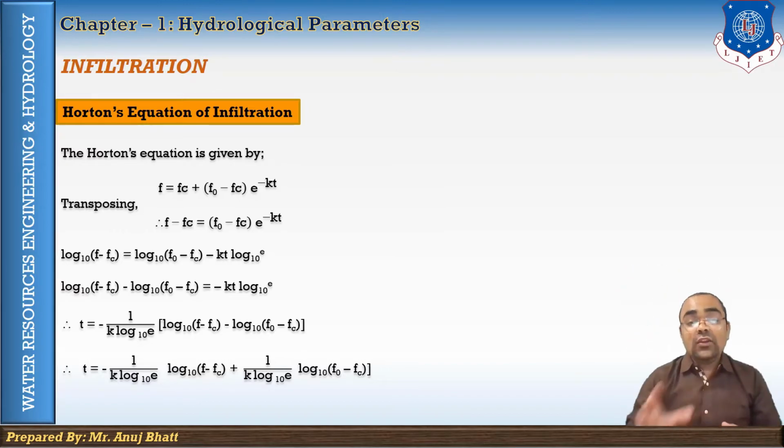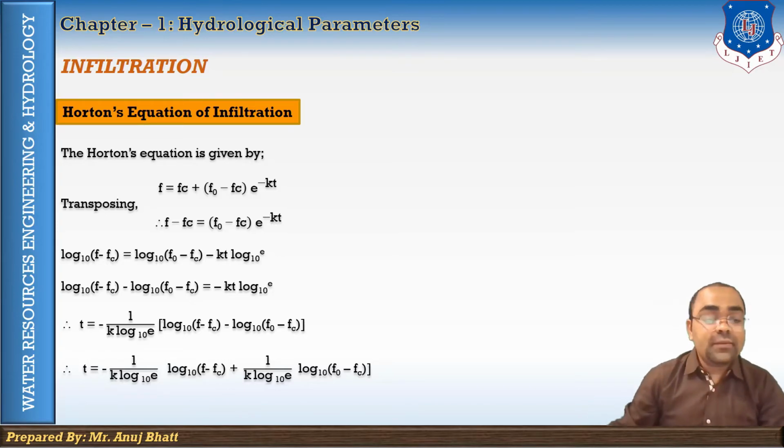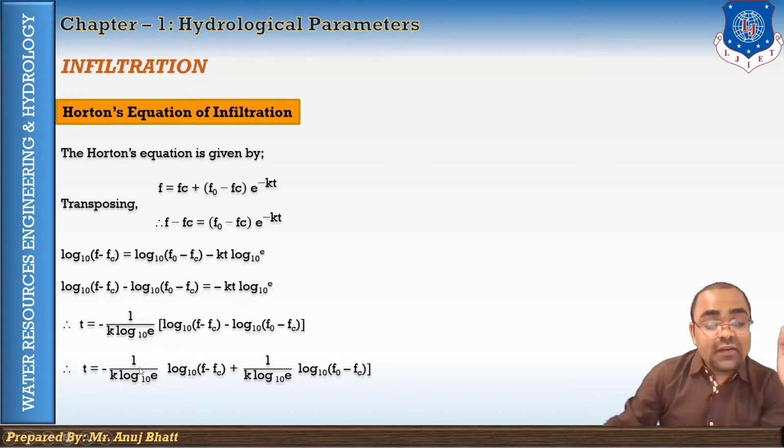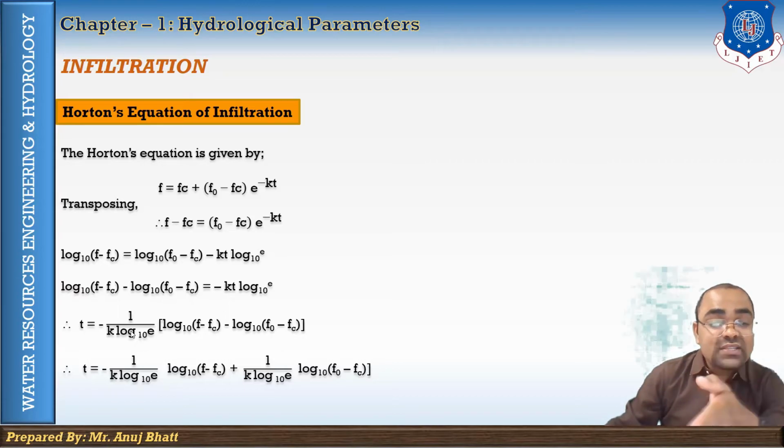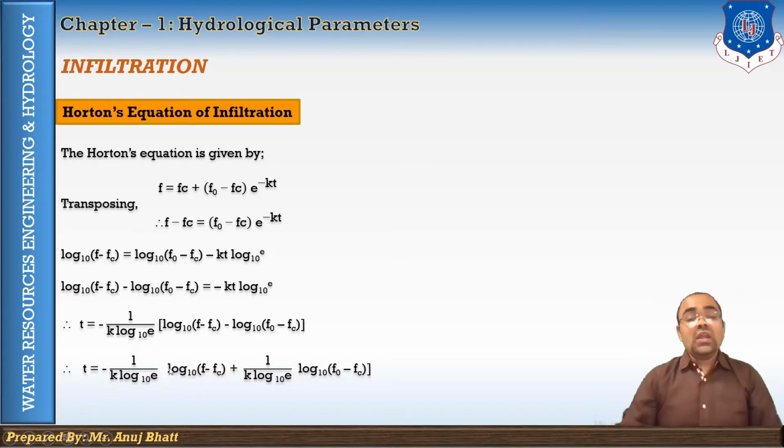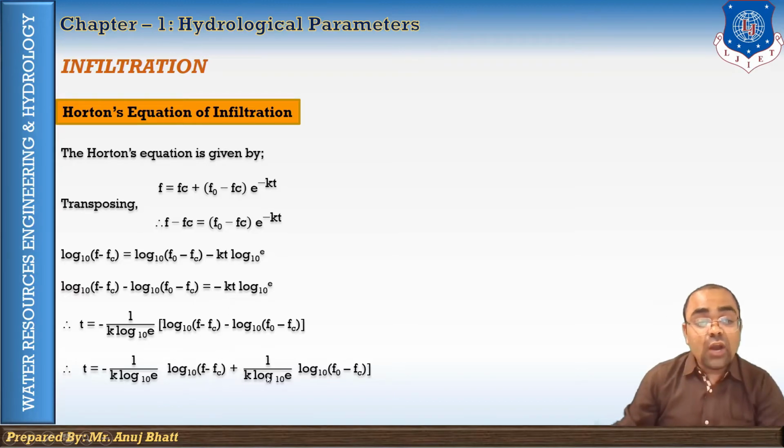So kT log e base 10. Well, now make t as a subject. T is equal to minus 1 upon k into log e into this value. If we apply this 1 upon k log e with both these terms and open the bracket, it will be minus 1 upon k log e into log F minus Fc, plus 1 upon k into log e base 10 into this log value.